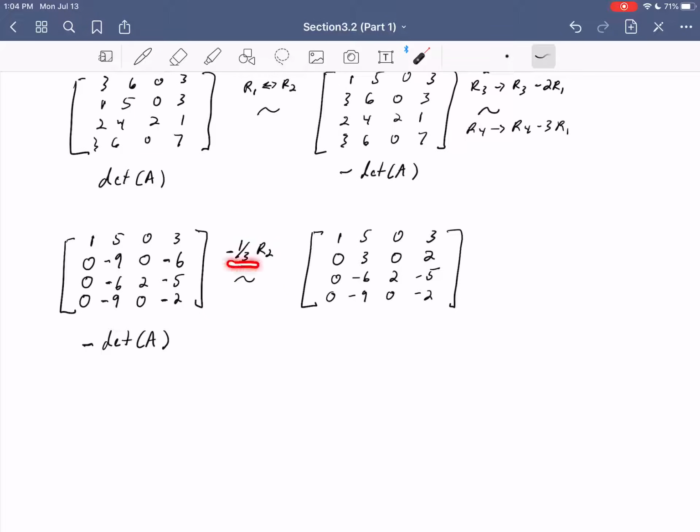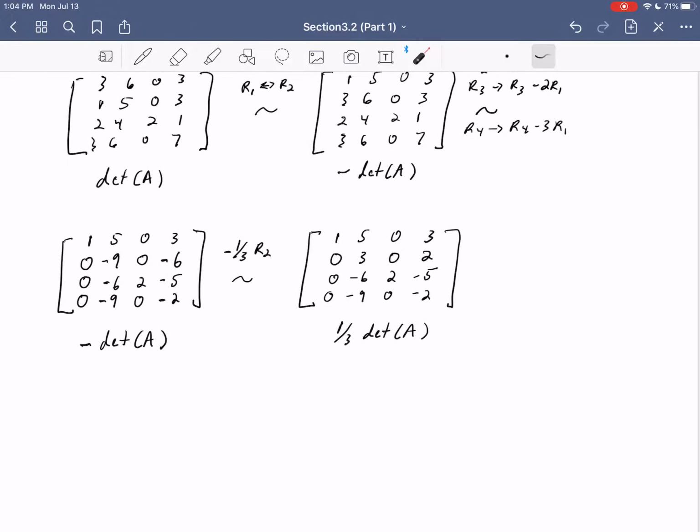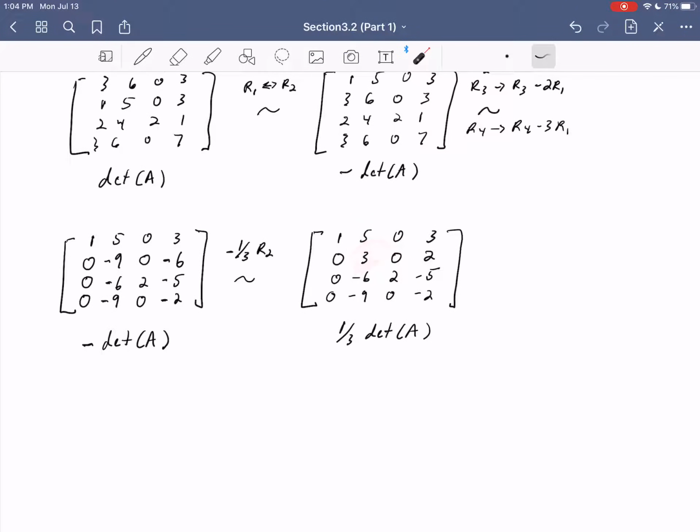This is multiplying a row by a non-zero scalar, so it's going to multiply my determinant by the same thing. So now this matrix has 1/3 the determinant of A, because negative 1/3 times the negative determinant of A means we now have 1/3 the determinant of A. Okay, we can now use this to clear out the stuff below. So let's go ahead and do R3 and replace it with R3 plus 2 row 2, and R4 with R4 plus 3 row 2.